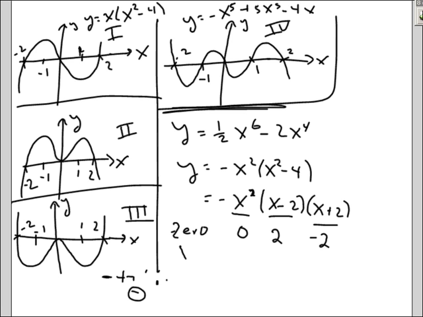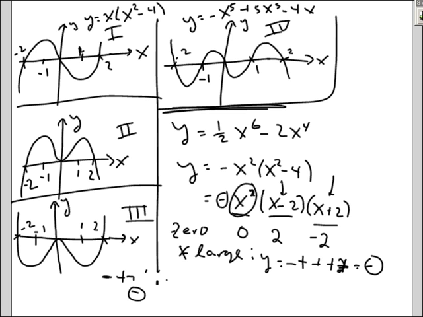Now what happens when x is large? Well, if you square a very, very large number, you get positive. But there is a minus in front. And if you have a very large number and you take away 2, you're positive. If you have a large number and you add 2, you're positive. Positive. The overall answer is negative.